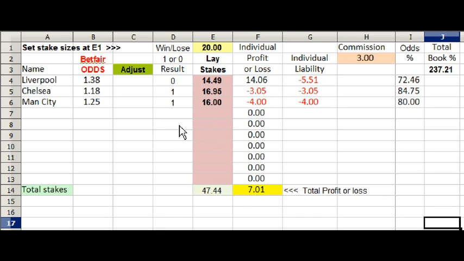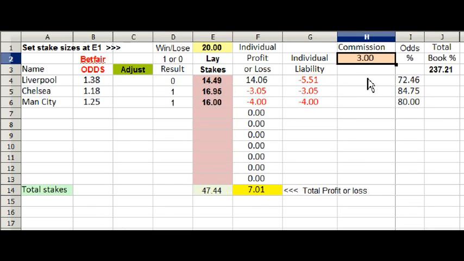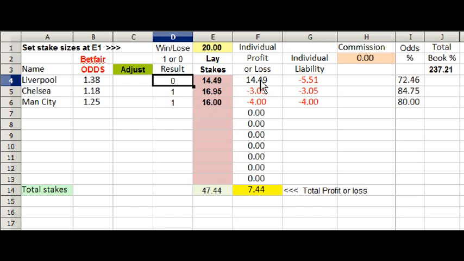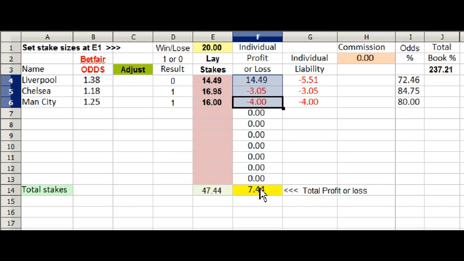This staking method gives you balanced staking before commission deductions. So if we set commission to 0, so we can demonstrate that, now if we hit a loser with that one, our overall profit from these 3 lays is 744.